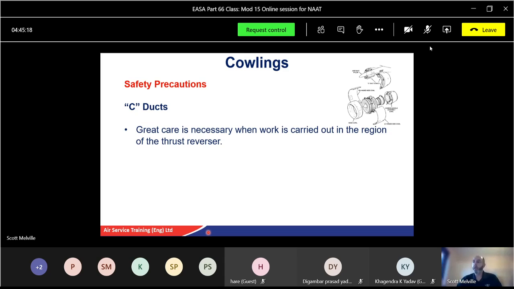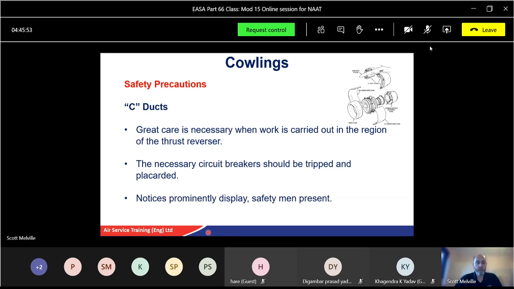C ducts, again, must have care when work is carried out in that region of the thrust reverser. Again, damage and injury could occur. Make sure your necessary circuit breakers are tripped and placarded, especially on the cascade ones. The cascade ones, again, when they get activated, they slide back and forward. If you have power on, hydraulics on, or pneumatics on, and you're in that vicinity, not testing thrust reverse, not say having the engine running, but certainly got hydraulics on or whatever, yeah, they will not stop. They will beat your pressure. Okay, so be very careful.